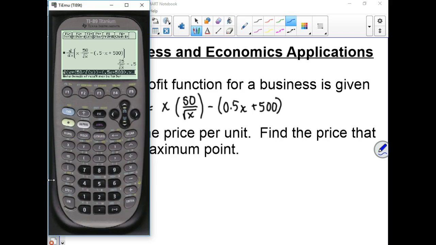So our derivative here, dp/dx, is going to be 25 over the square root of x, minus 0.5. We could have done that without the calculator, but I just like to get a little practice with this. So once we find the derivative, what do we look for next? We look for the zeros of that derivative, right?